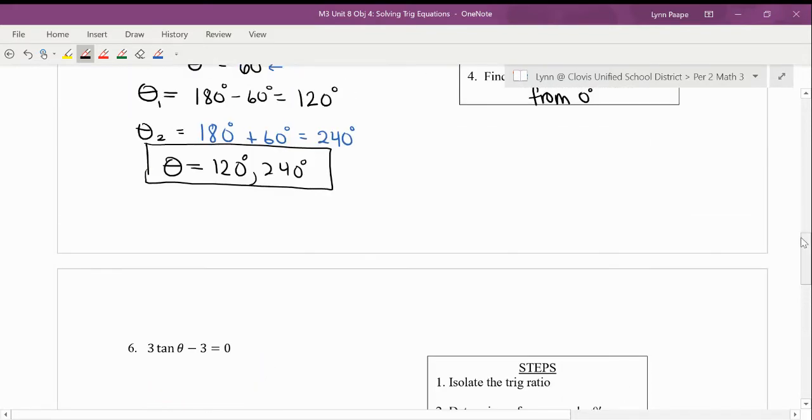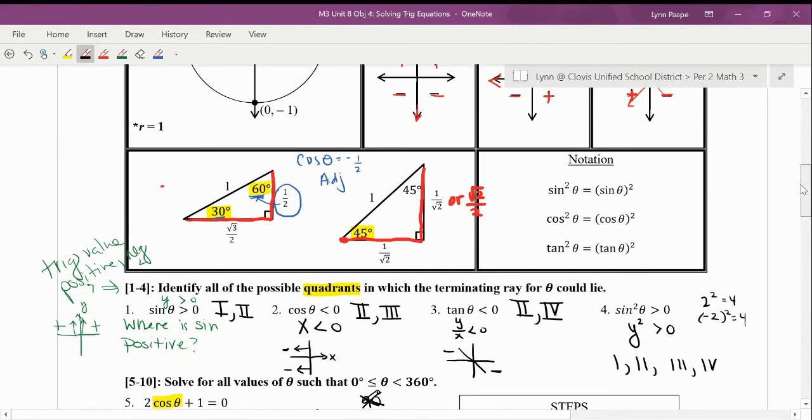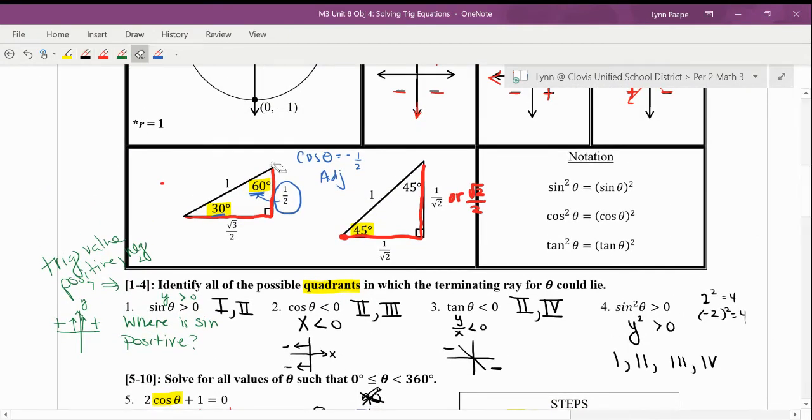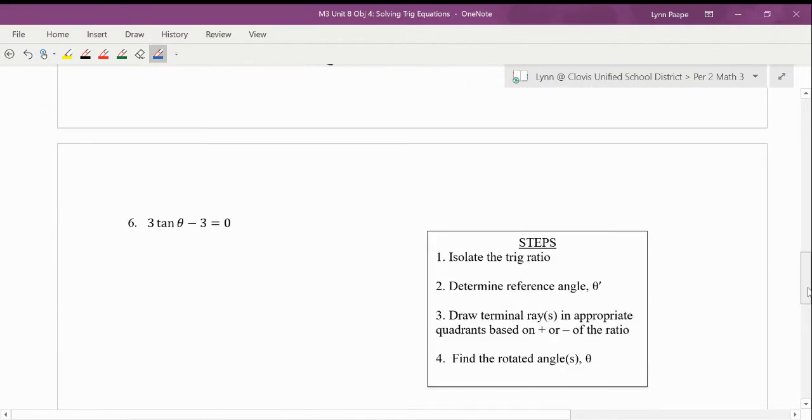So I'm going to go back up to the triangles here. So I'm looking for the square root of 3 over 2. So let me erase that. So where is the square root of 3 over 2? It's right here. And I know that sine is opposite, right? So sine is opposite over hypotenuse. And so which angle is opposite of the root 3 over 2? Well, that one is adjacent. So opposite of it is the 60 degrees. So that means my reference angle is 60 degrees.